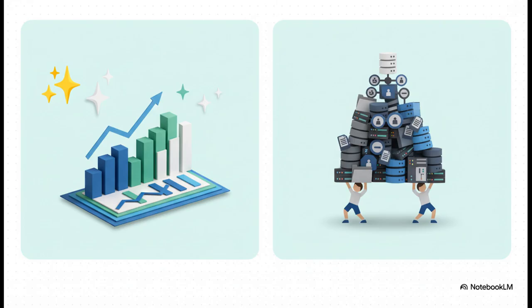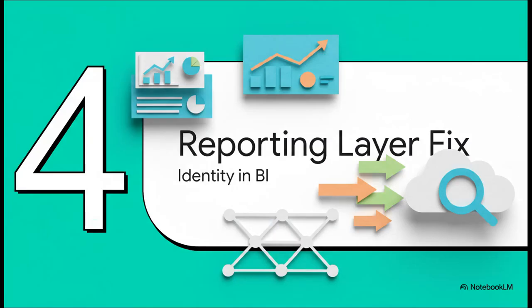But, and this is a really big but, the data governance overhead is massive. You basically need a team of data police to maintain this and make sure it doesn't spiral into chaos. It requires serious discipline. And that brings us to our third and final path, the reporting layer fix.